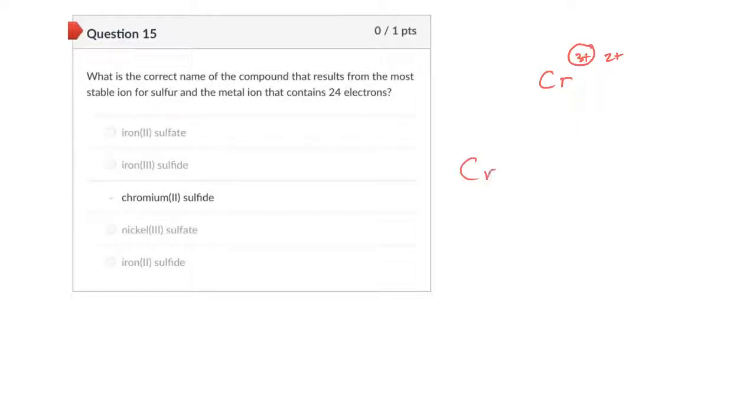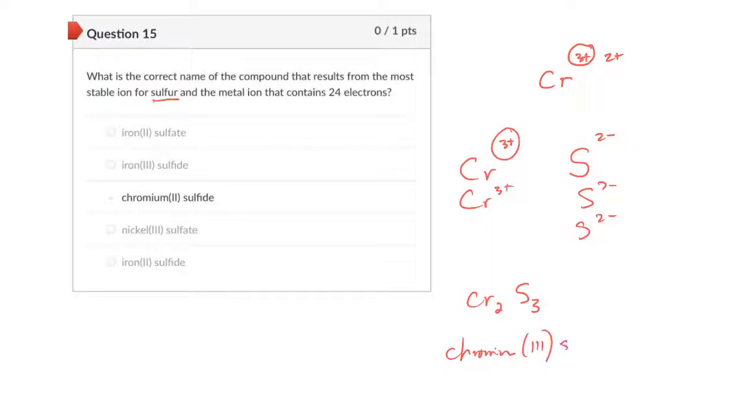So I've got chromium at 3 plus and sulfur is always a 2 minus. So if I'm writing the formula for that, to balance the charges, I'd need 2 of these, and I'd need 3 total of those, so it'd be Cr2S3. And so if I'm using a 3 plus ion, this one I would call chromium 3 sulfide.